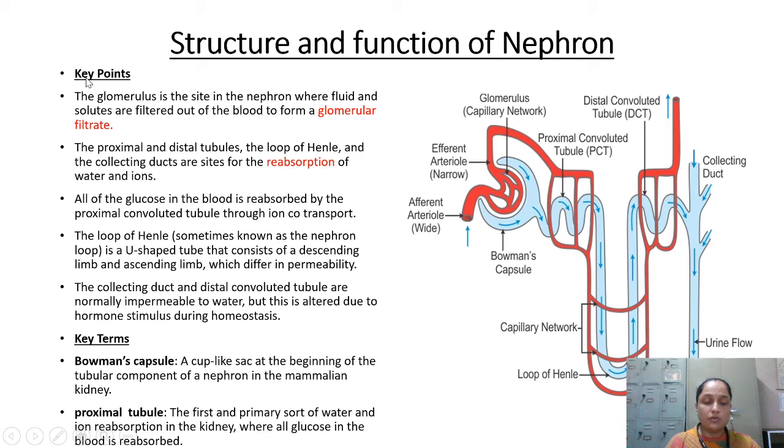Here we are going to proceed with the key points. The glomerulus is the site in the nephron where fluid and solutes are filtered out of the blood to form the glomerular filtrate. This capillary network, which has nearly 50 capillaries, is known as the glomerulus. Basically, whatever substances need to be filtered, the blood enters this glomerulus through the afferent arteriole. The renal artery will bring the blood inside the afferent arteriole.